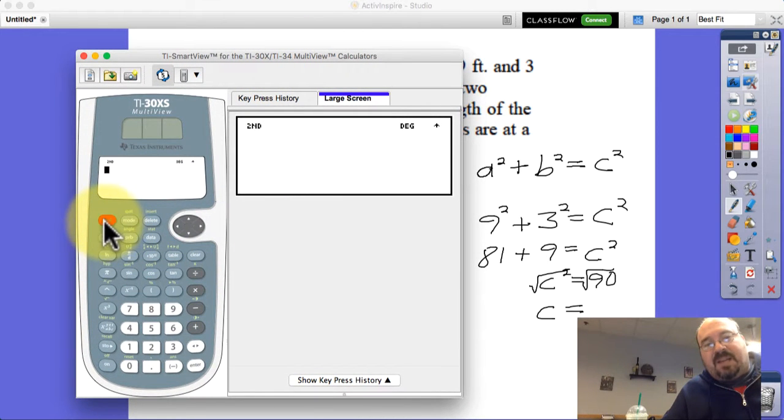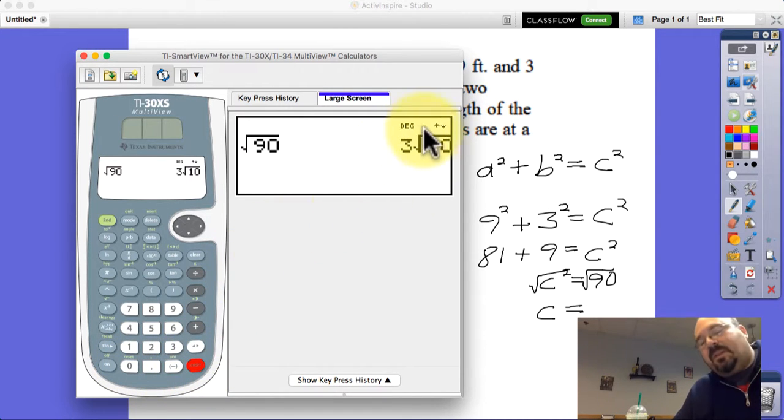So I'm going to hit the second button, because it's kind of hard to see, but if you look down here above the x squared button, you can see a square root symbol, and that's what I want to use. So I hit the green button so that I'll be able to use that square root symbol. So now when I push the x squared button, this is what I see on the screen. And I'm just going to type in 90 and hit enter. Now, this is the calculator trying to simplify without losing accuracy.